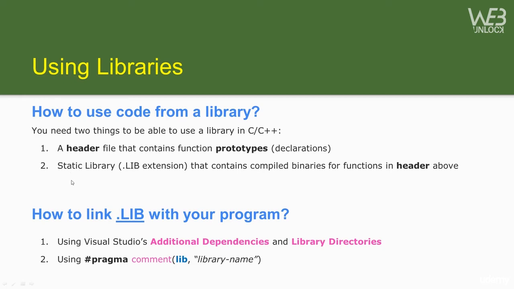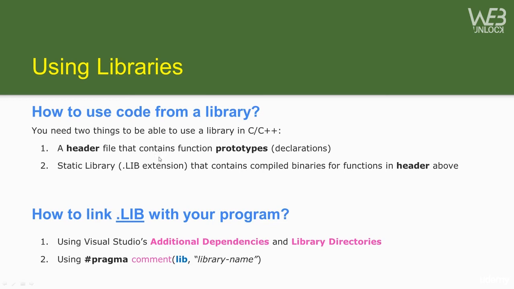We learned from the previous lecture that we can just build a static library, .lib extension, that will contain the compiled version or the binary version of the functions in the header file that we're going to include in our projects. So the first step is to include the header file, and then somehow we need to include the library file. That's the second step. And that is referred to as linking with the library file.